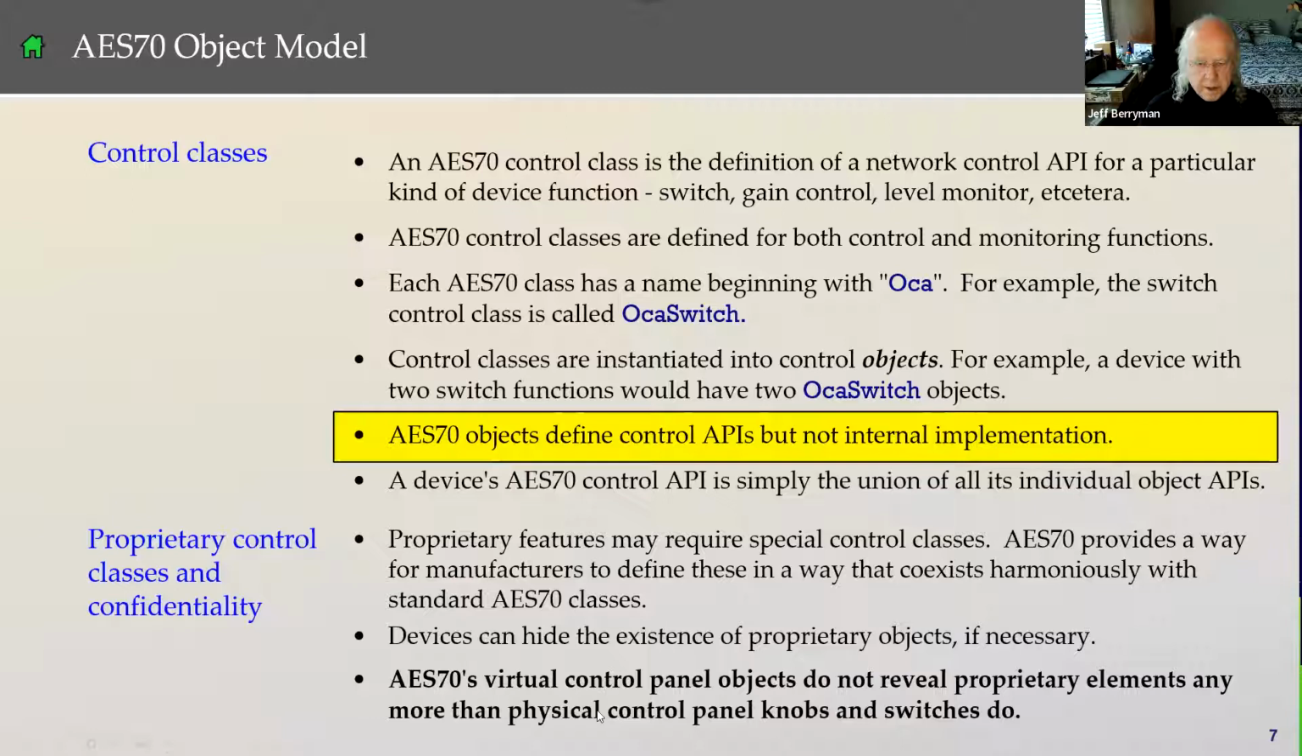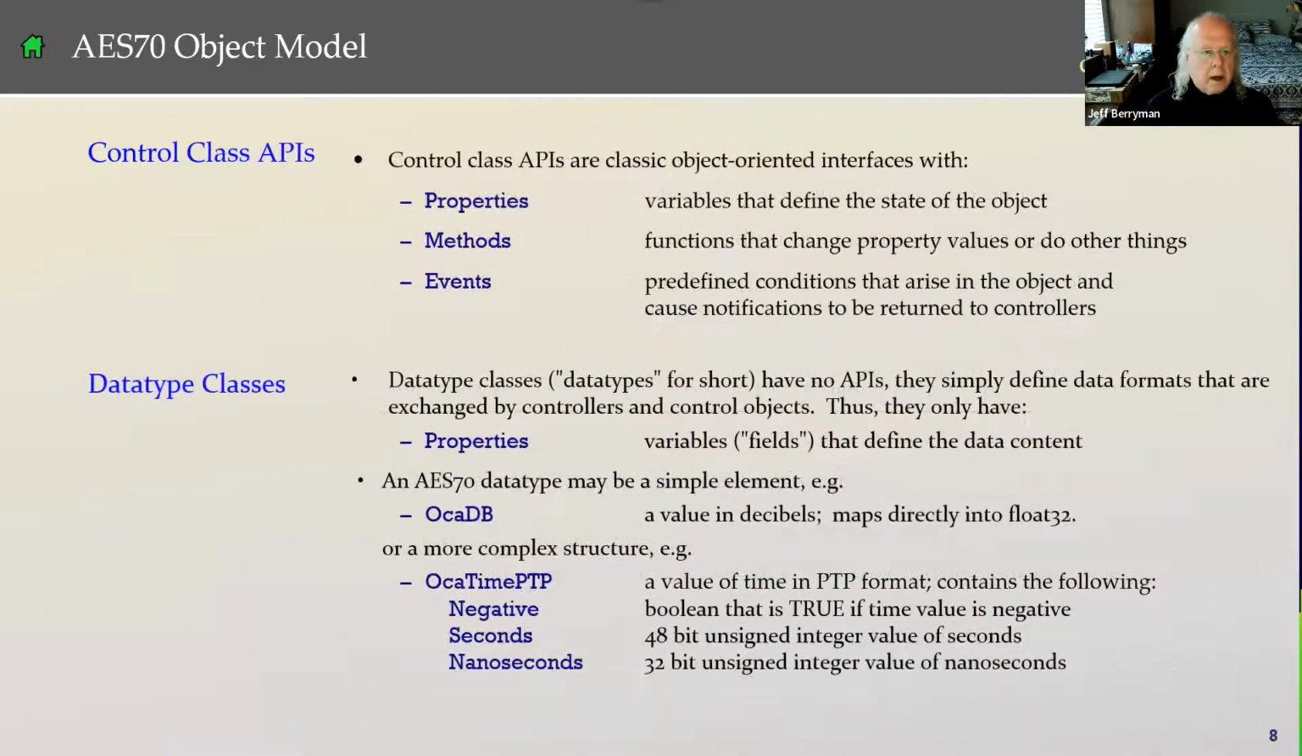But there's nothing inherent in AES70 that requires manufacturers to disclose anything secret about their device. It's just whatever the device publishes on the network is up to the manufacturer. Okay, so what is in a control class programming interface? Control class API is a classic object-oriented interface. It's got properties, methods, and events, and there are ways of accessing these over the wire.